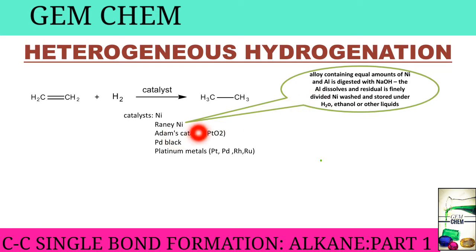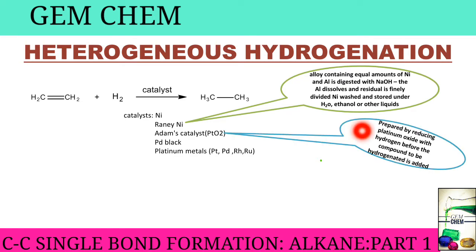Now another catalyst which is used is Adams catalyst, that is PtO2. This is prepared by reducing platinum oxide with hydrogen before the compound to be hydrogenated is added. So PtO2 with hydrogen forms this catalyst, and then this ethene is added to the pot. The other two are palladium black, a transition metal, and many platinum metals can also be used as catalyst: Pt, Pd, Rh, Ru, that is platinum, palladium, rhodium, ruthenium.